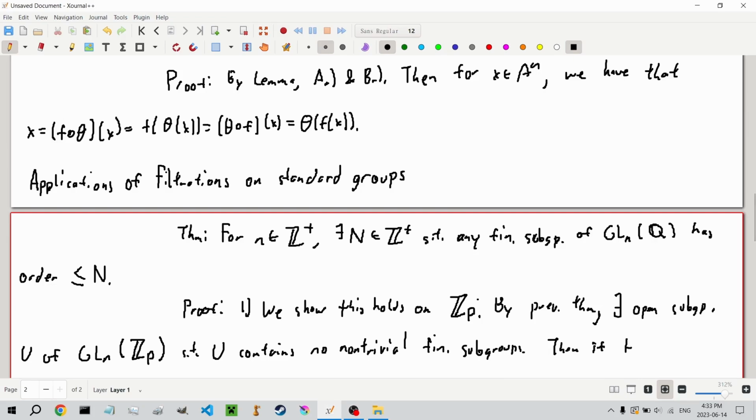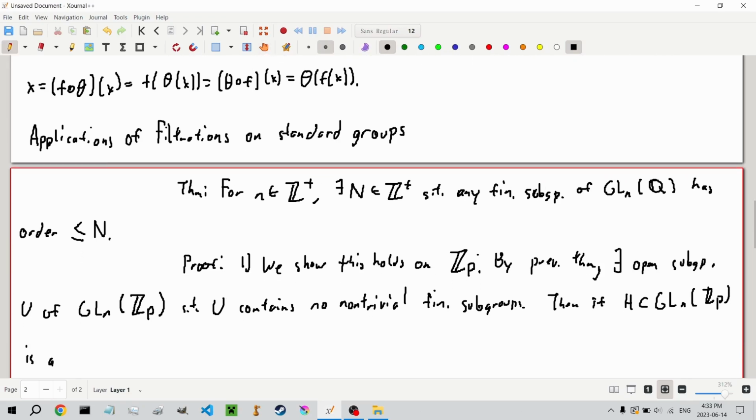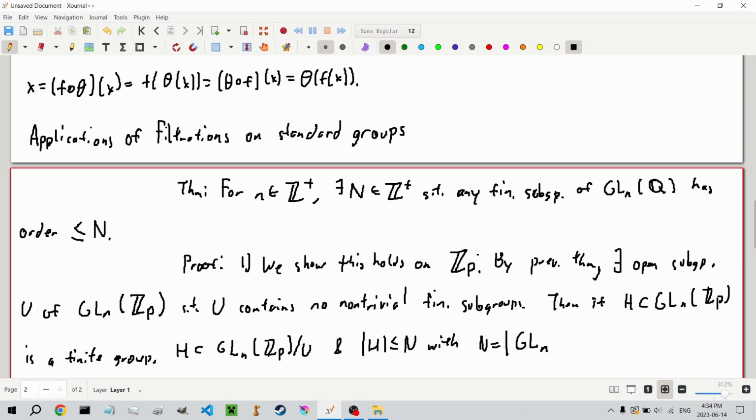Then if H in the general linear Lie group of rank n over Zp is a finite group, H must be in GLn of Zp over U, and the order of H must then be less than n, with n being the order of GLn of Zp over U.